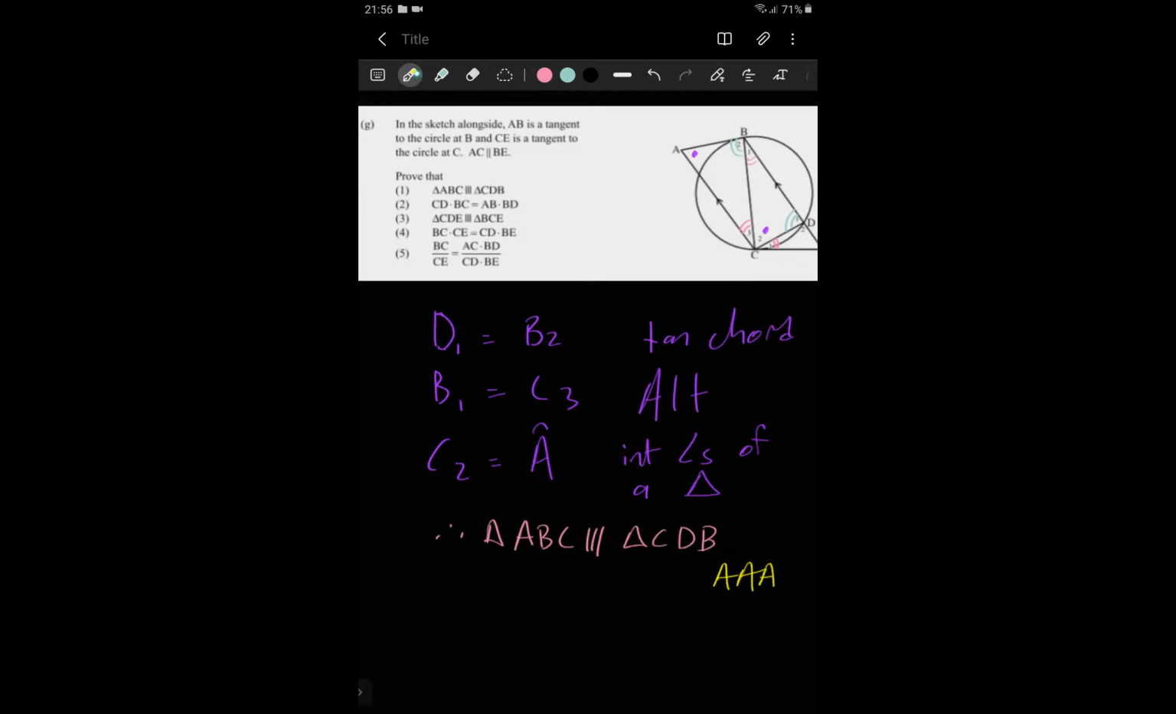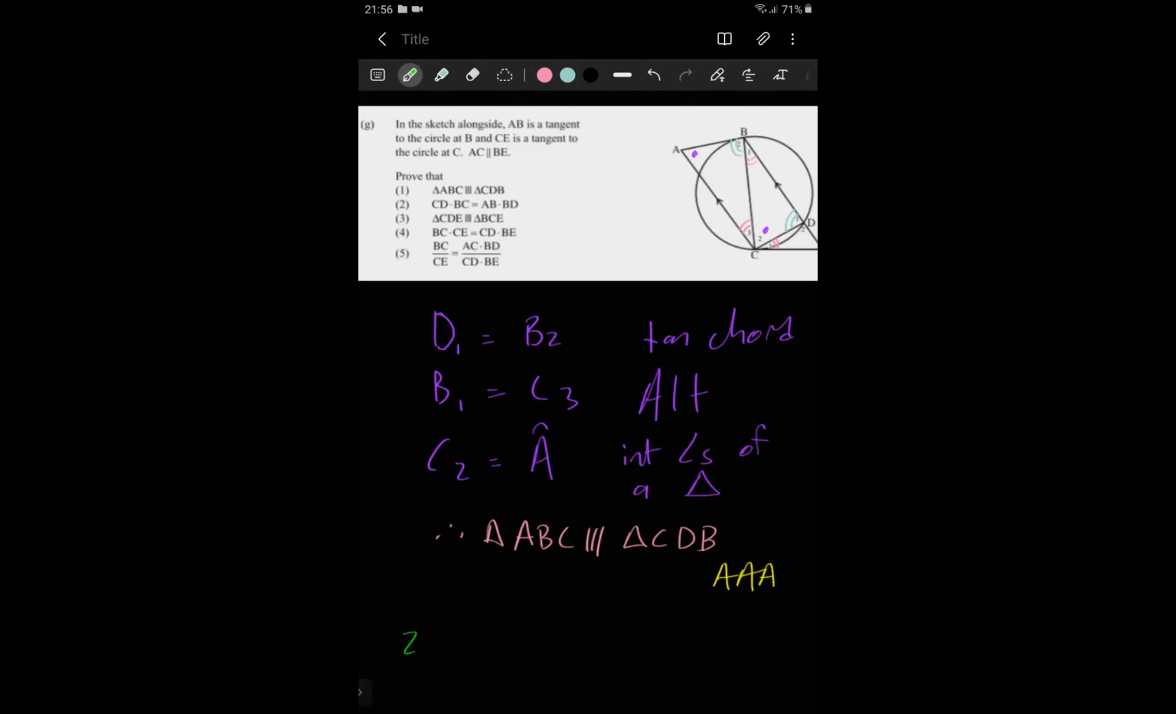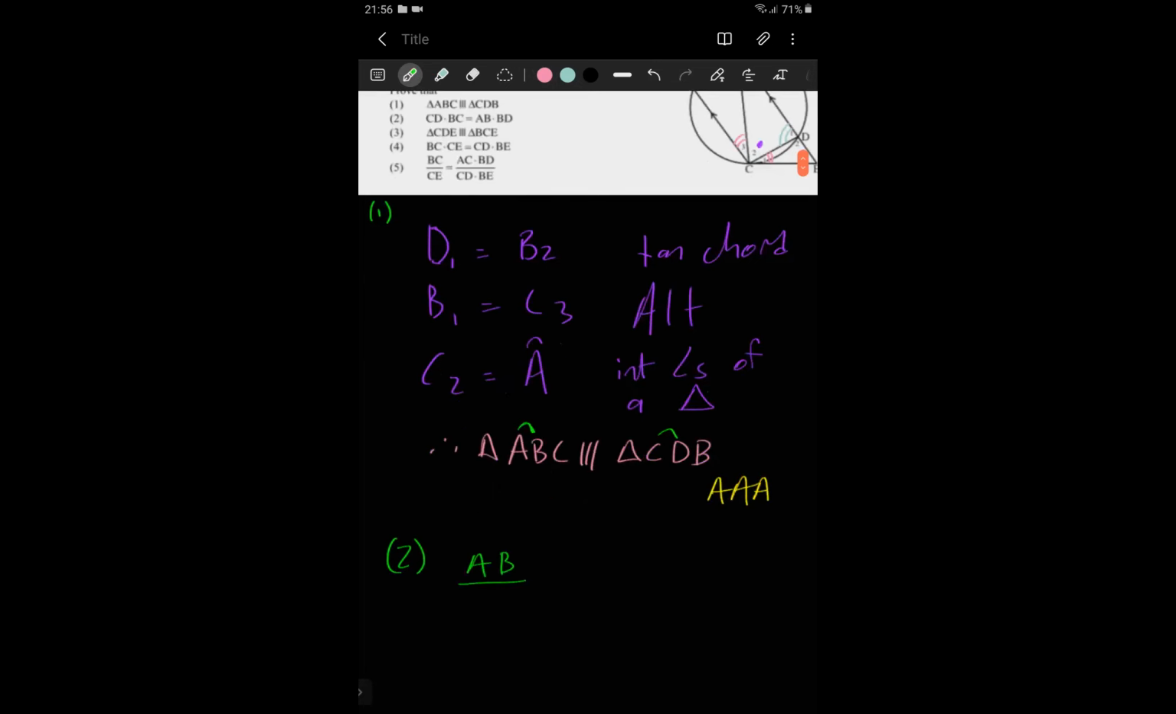So for the next question, if you're going to work it out, you need to keep in mind that AB over CD is equal to BC over DB, which is equal to AC over CD, like that. Now we know this because of the proportionality theorem.